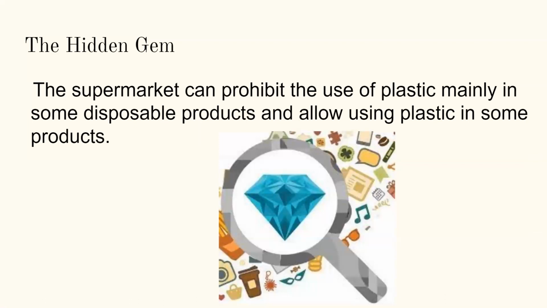From Model 1, we can use its most valuable element: plastic products are strictly prohibited in certain areas such as plastic tableware, plastic straws, and many other things. From Model 2, we can use its value that some kinds of products, such as food packaging, must use plastic. In the end, we get an answer that the supermarket can prohibit the use of plastic mainly in some disposable products and allow using plastic in some products.